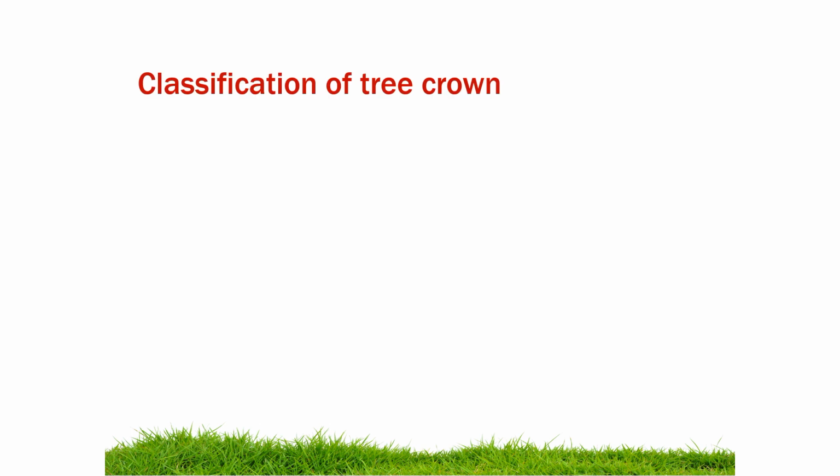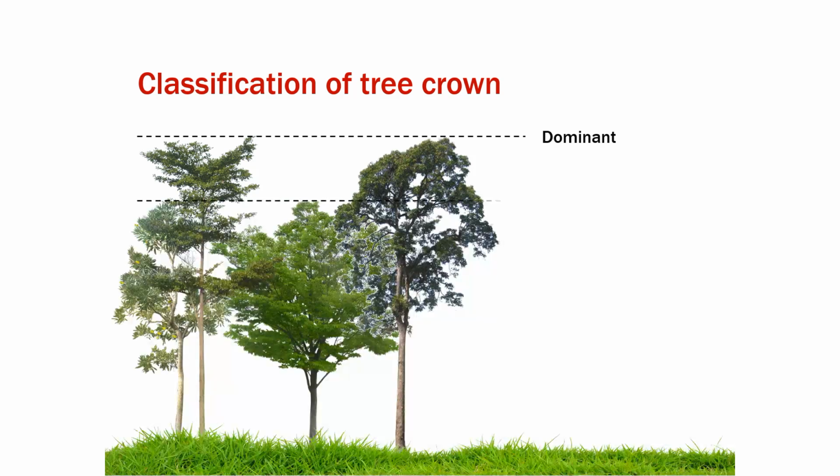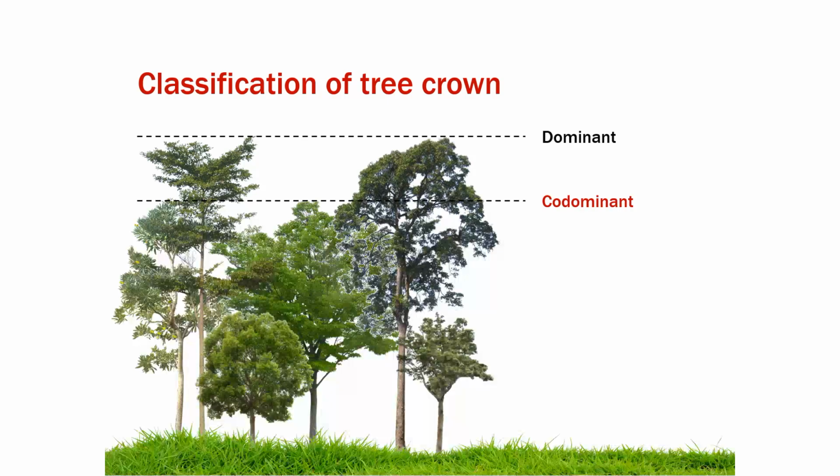The classification of tree crown. The tree crown has been classified into four layers. The first layer is dominant. Next is codominant. Next layer is intermediate. And last, or the bottom layer, is over top.